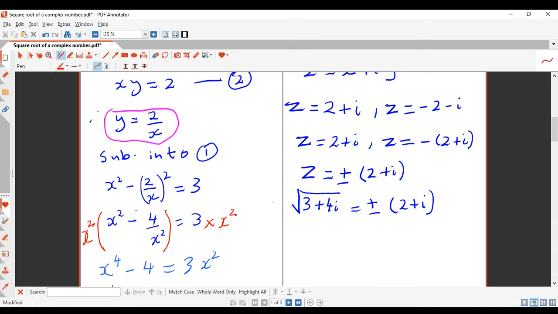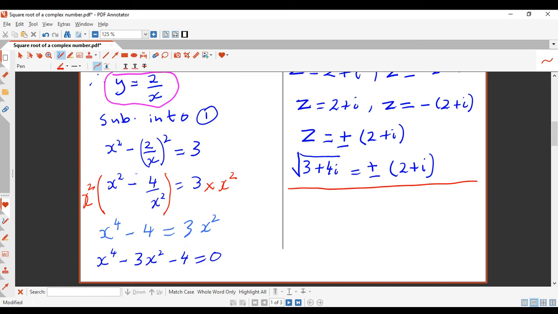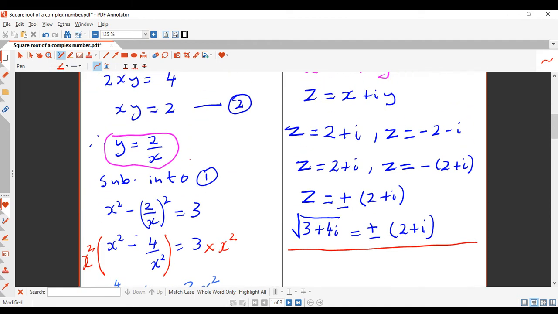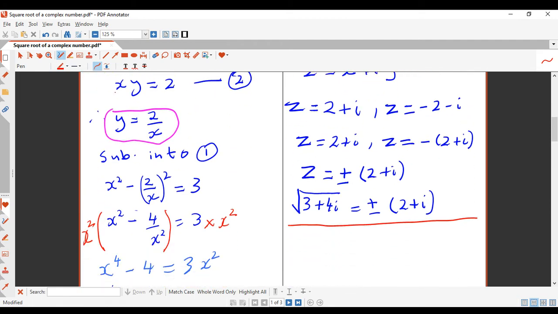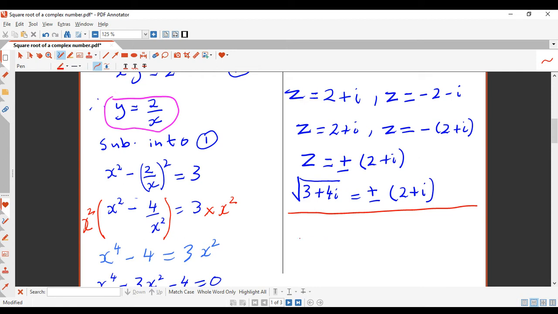So this one here is the algebraic solution. I just want to take you to something which is a little bit easier. Now, this method is not always going to work, and I think we might have run out of room here. But have a look at the two equations: x squared minus y squared equals 3, and the other one was xy is equal to 2.